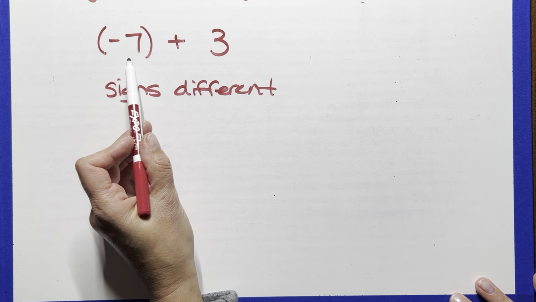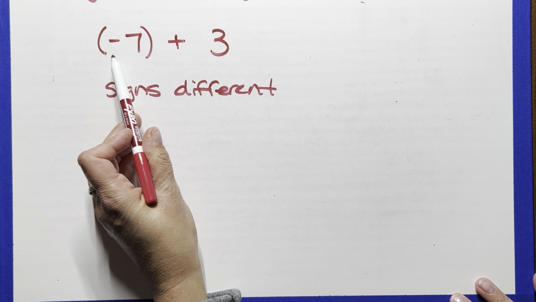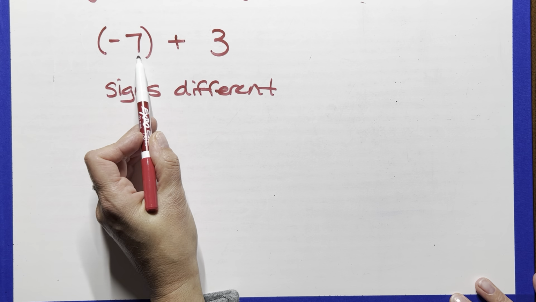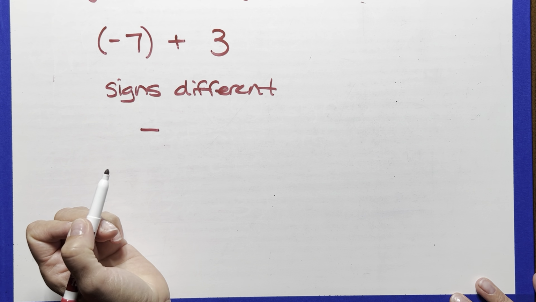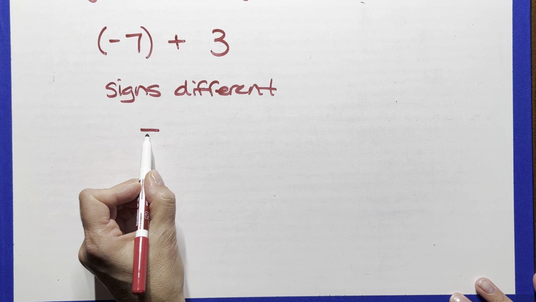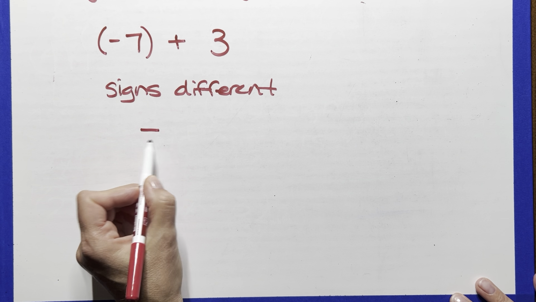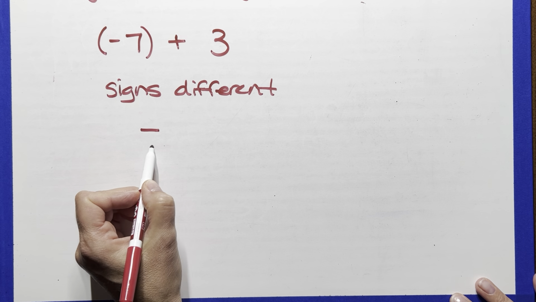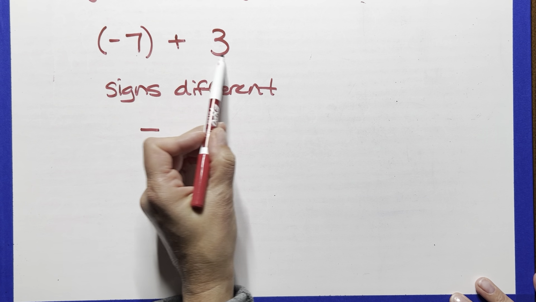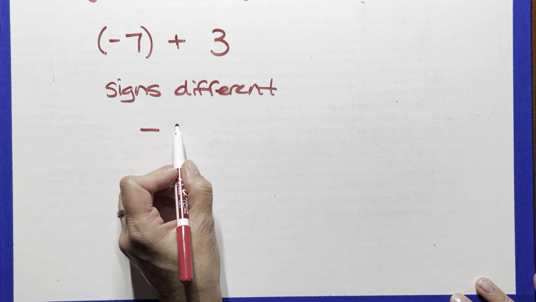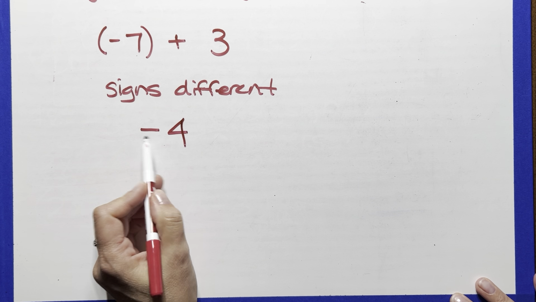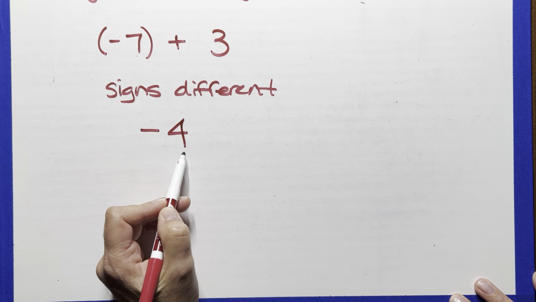I'm going to have in my answer the sign that goes along with the larger number. So in this case, my answer is going to be a negative. 7's bigger than 3, I'm going to keep the negative sign. Once you have figured out what your sign is, all you're going to do is subtract these two numbers. So 7 minus 3 is 4. So this means my answer is a -4.